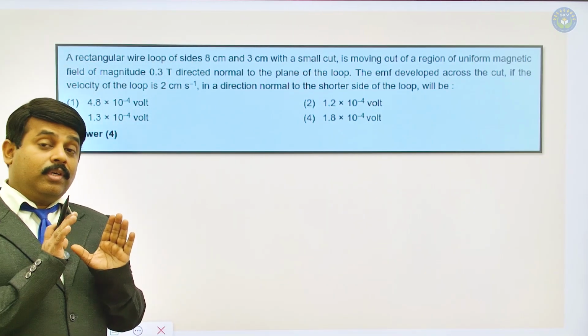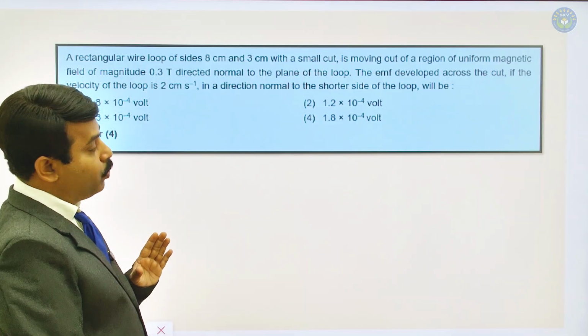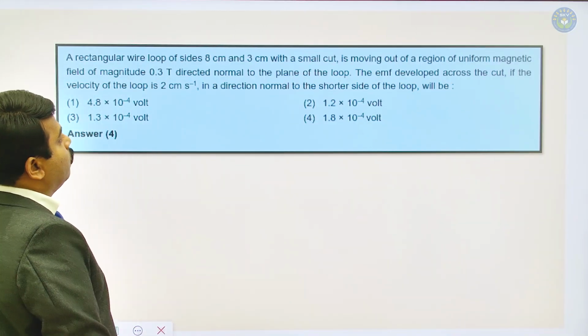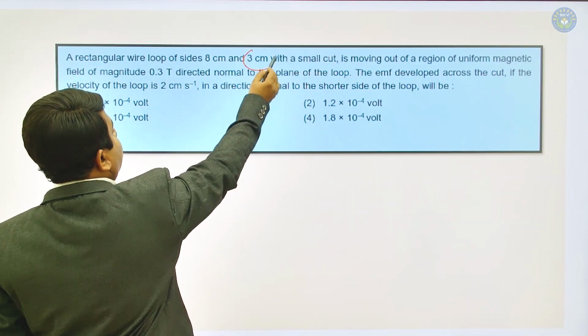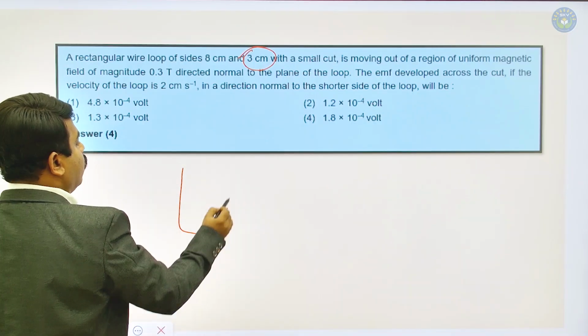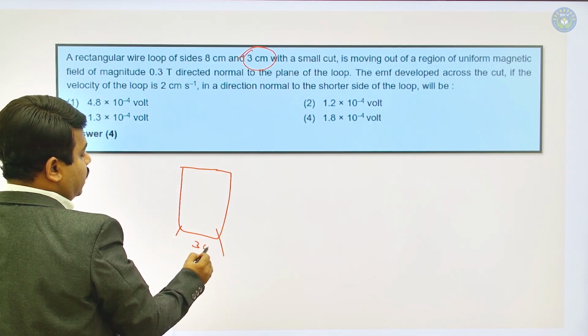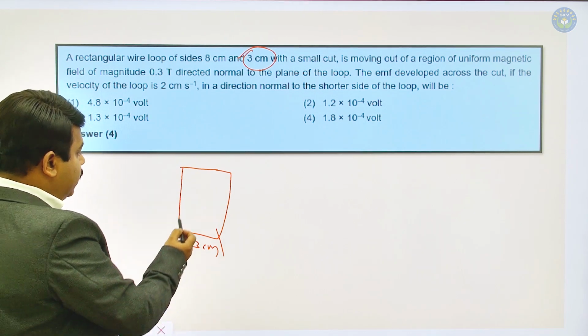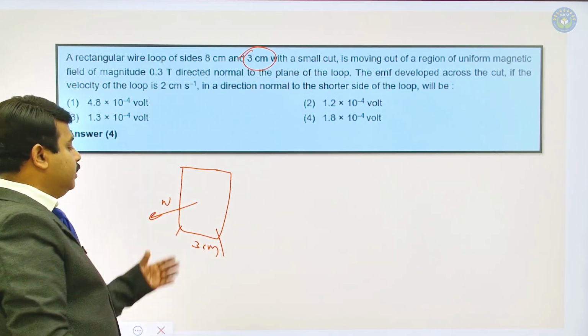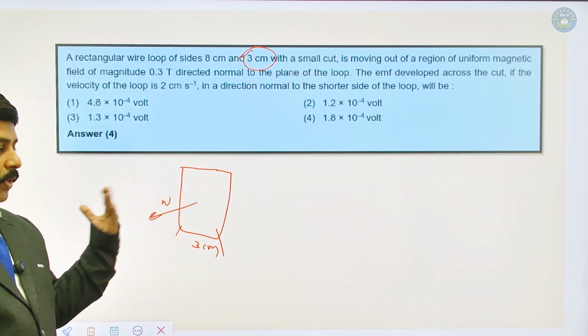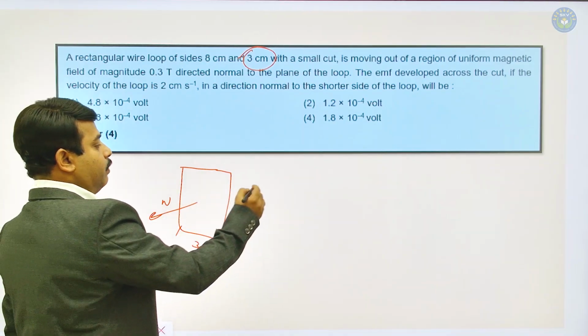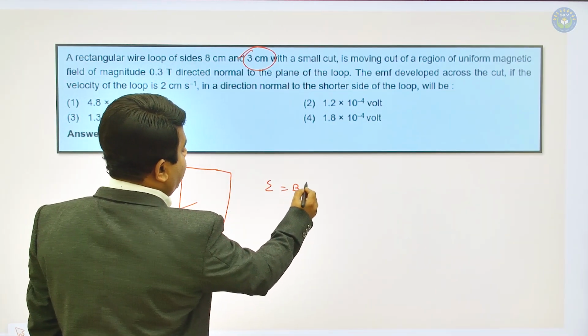See, for the shorter side, what is the EMF produced? That means the shorter side, they already mentioned, that is 3 centimeter, and it is a rectangular loop, right? So this is the shorter side, 3 centimeter, and a magnetic field is given normal, and this is moving in a magnetic field. What is the motional EMF? E is equal to B L V.